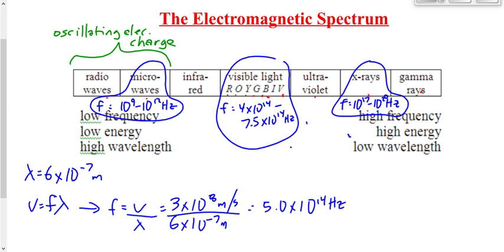What does the word oscillating mean? Moving, yeah, but more specific than that? Back and forth. Yeah, repetitive, moving back and forth, back and forth, back and forth. Oscillating electric charge, electrons or some other charge going back and forth, back and forth.